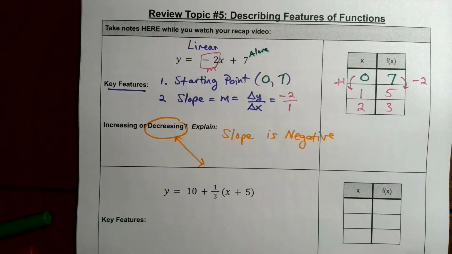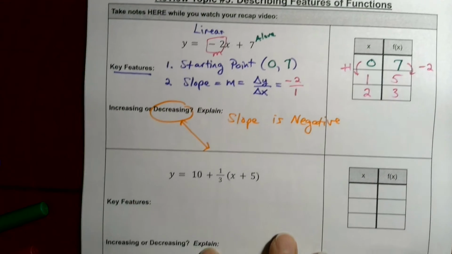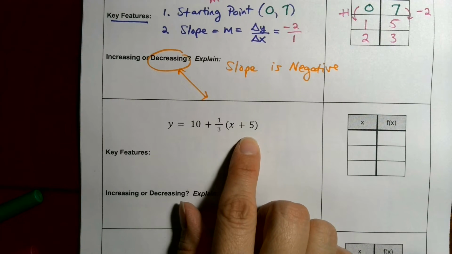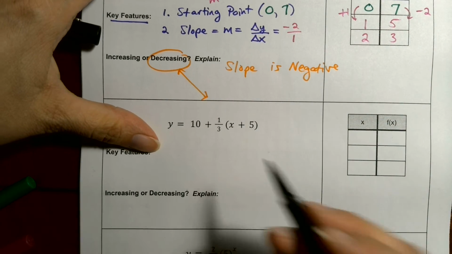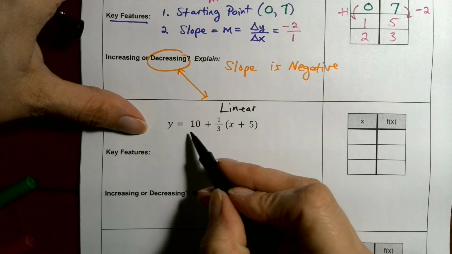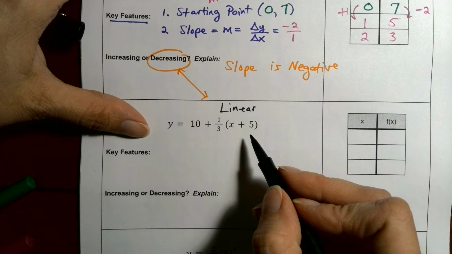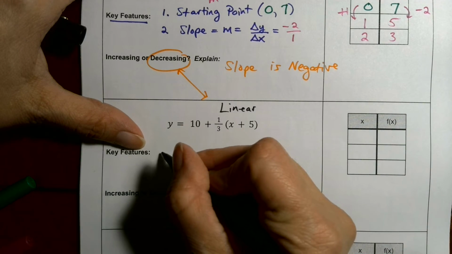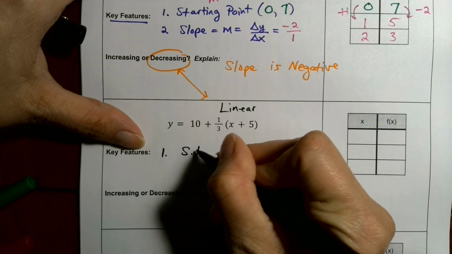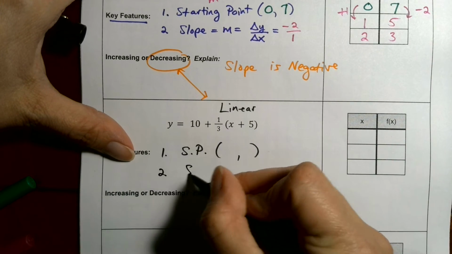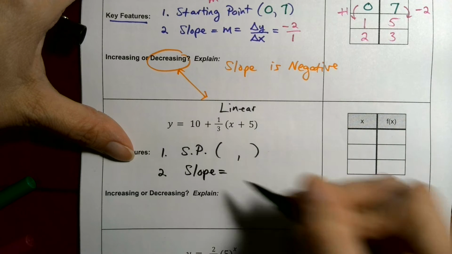All right, let's go examine the next equation here. This equation is also linear. I can tell that because there's no exponent, so this is a linear equation. This one is a longer version, so this must be point slope. The same two key features apply. We need a starting point, and the second key feature would be the slope.